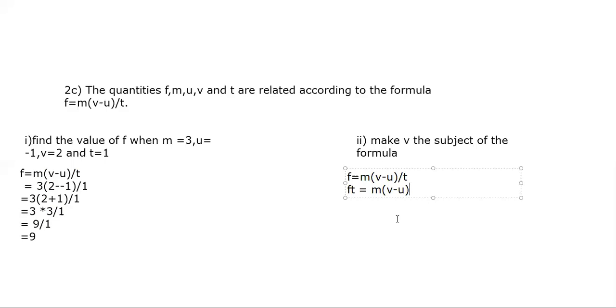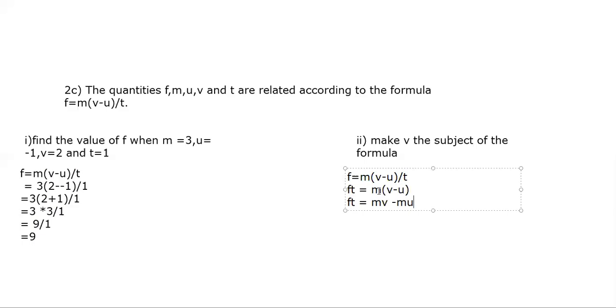Now, what you may want to do is expand. Let me not say factorize, factorize is not the right term to use. You want to expand the bracket. So m times v is mv. And of course, you would still put the minus sign, because m times negative u is equal to negative mu.